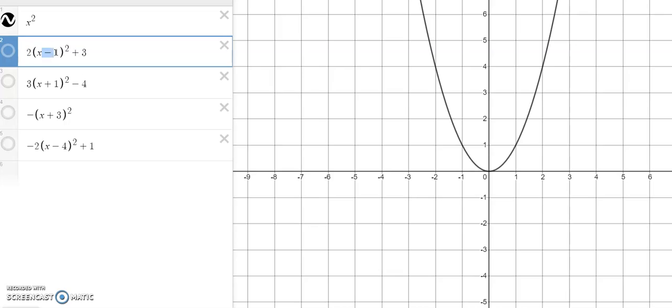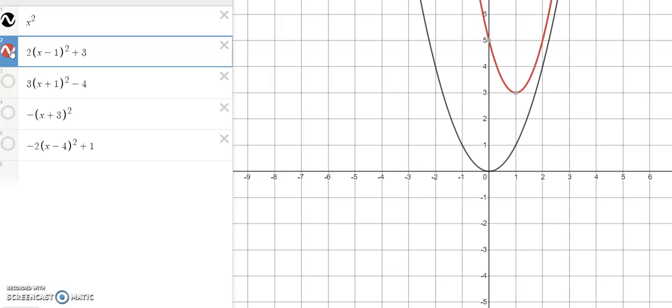And then the minus 1, that's inside the function. Remember, inside moves left and right, and it's opposite what you'd expect. So that should take us to the right by 1. And then the plus 3, that's on the outside of the function. Outside of the function moves up and down, so it's going to take us up 3. So we've got up 3, we've got right 1, and we're going to be taller. So right 1, up 3, we should be right here. And we should be a bit more narrow than the original graph.